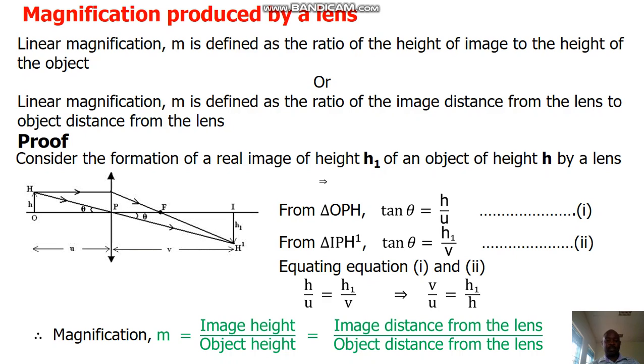From triangle OPH, tan theta equals h over u. From triangle IPH1, tan theta equals h1 over v. Equating the expressions for tan theta, we get h over u equals h1 over v. If we rearrange it, we get v over u equals h1 over h. So therefore, magnification m equals image height over object height, which equals image distance from the lens over object distance from the lens.